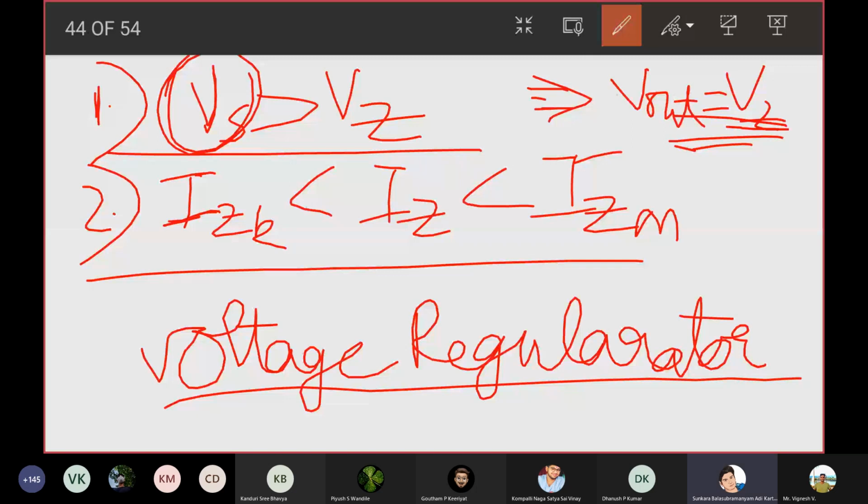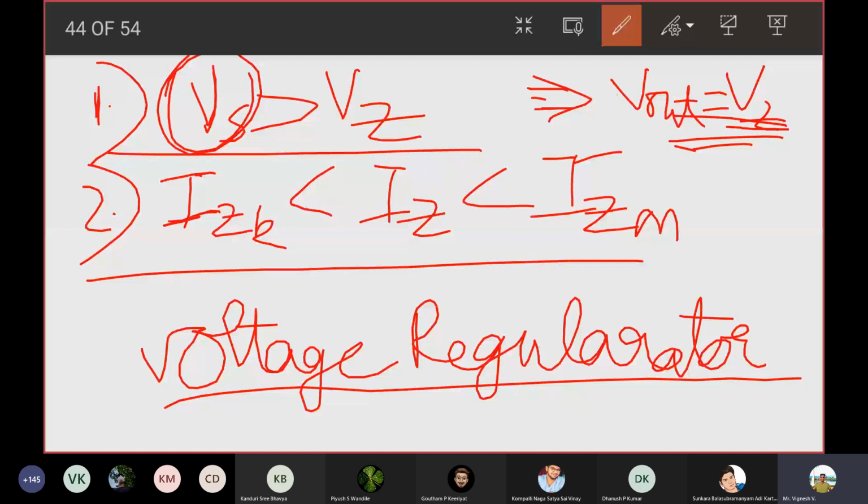In an examination, they mention the Zener diode, but they don't mention the biasing condition or breakdown. If they ask a question like that, everything will be mentioned. If it is not mentioned, then the question is incomplete.